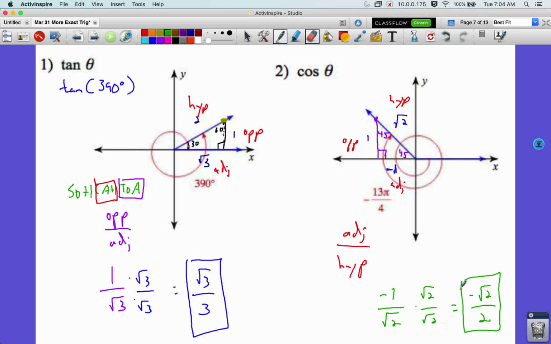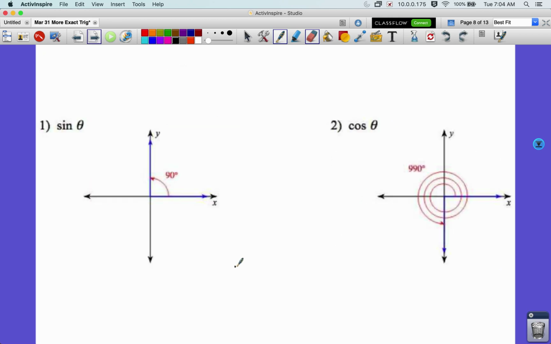Final answer there. And we can always double check with our All Students Take Calc diagram to make sure we got the right sign. In this quadrant here, everything's supposed to be positive. We did get a positive answer. In this quadrant here, only sine should be positive, therefore cosine should be negative, and we did get a negative answer.